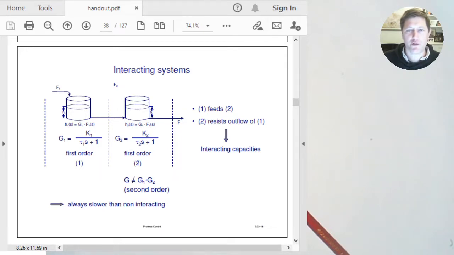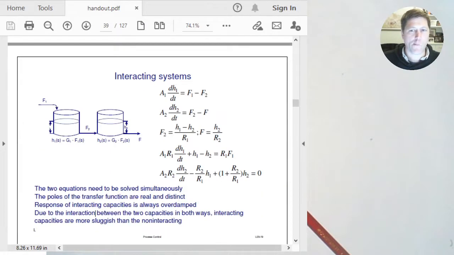Of course, we've got their individual transfer functions, but no longer is it the case that the overall transfer function is the product of the two individual transfer functions. So it's not as simple as it was before. What we can say is that it's always slower than the non-interacting case. The response of the interacting is always more sluggish and slower. And we'll have a little look at why. So what do you do?